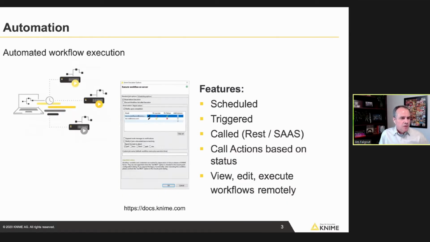A major feature of Knime Server is being able to automate workflow execution. There are several ways of doing that. You can schedule a workflow. The means of building that schedule is very flexible, so it's pretty powerful in the different schedules that you can create. You can trigger workflows from other workflows. You can actually call a workflow on the Knime Server using a REST API. You can also use call actions on the status of a scheduled workflow. So for example, if a scheduled workflow fails, you can actually invoke another workflow to handle that failure for you.